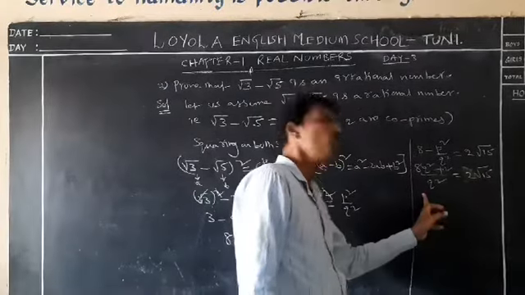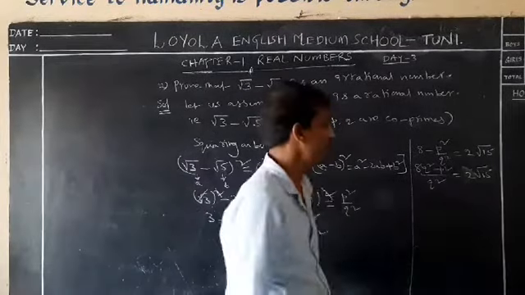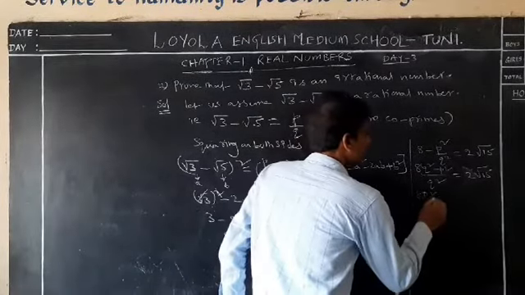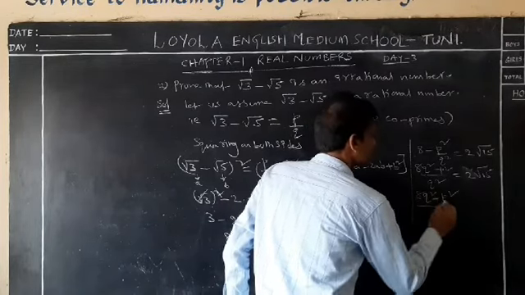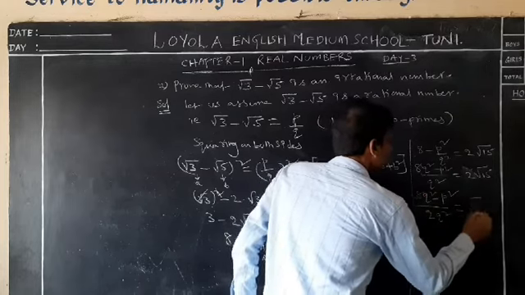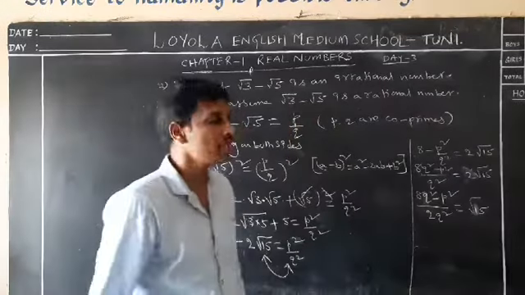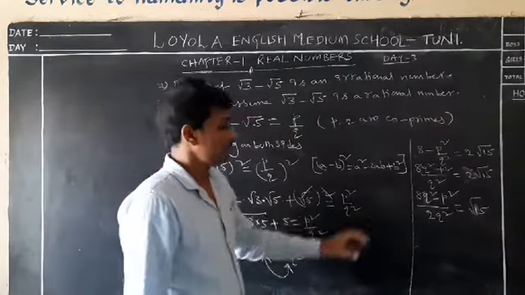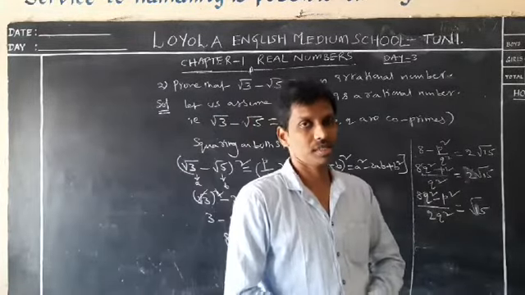Send 2 into RHS. When 2 comes to RHS, it goes to the denominator part. 8 q square minus p square by 2 comes to the denominator. So 2q square is equal to 2 root 15. Here you observe the conditions which are present in both LHS and RHS.